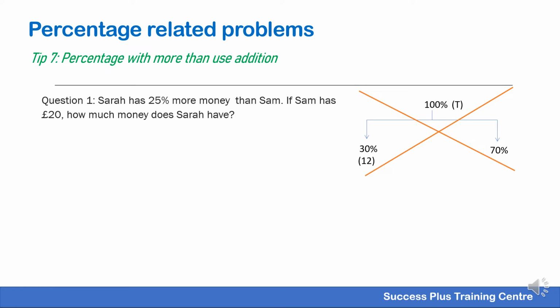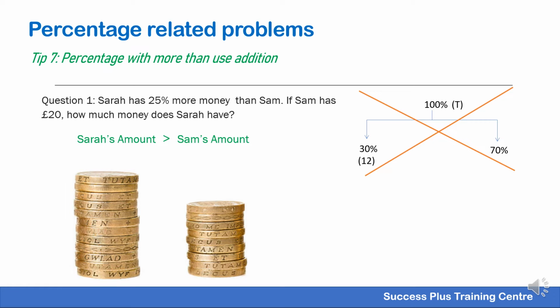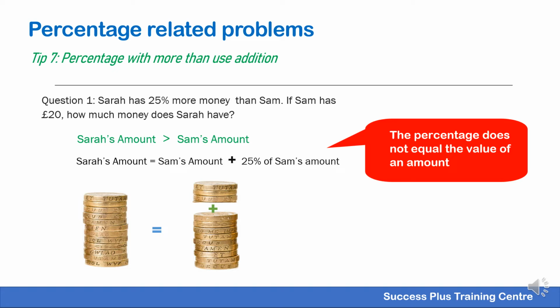In this question, we are comparing the amount of money that Sarah has to the amount of money that Sam has using percentage. Clearly, Sarah has got more money than Sam has. In order to have an equal amount of money for both of them, we need to add a certain amount of money to Sam's amount. The amount of money that needs to be added to Sam's amount to make it equal to Sarah's amount has been stated in the question as a percentage, which is 25%.